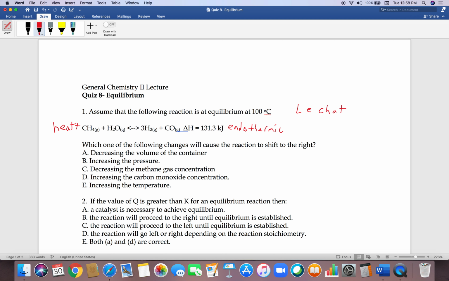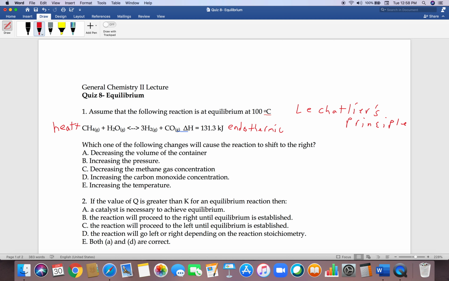And we did talk about this, it's very important. Le Chatelier's principle just discusses how different shifts that affect equilibrium will cause a reaction to shift a certain way in order to achieve equilibrium once again. So which of the following changes will cause a shift to the right in order to achieve equilibrium? Decreasing the volume of the container.